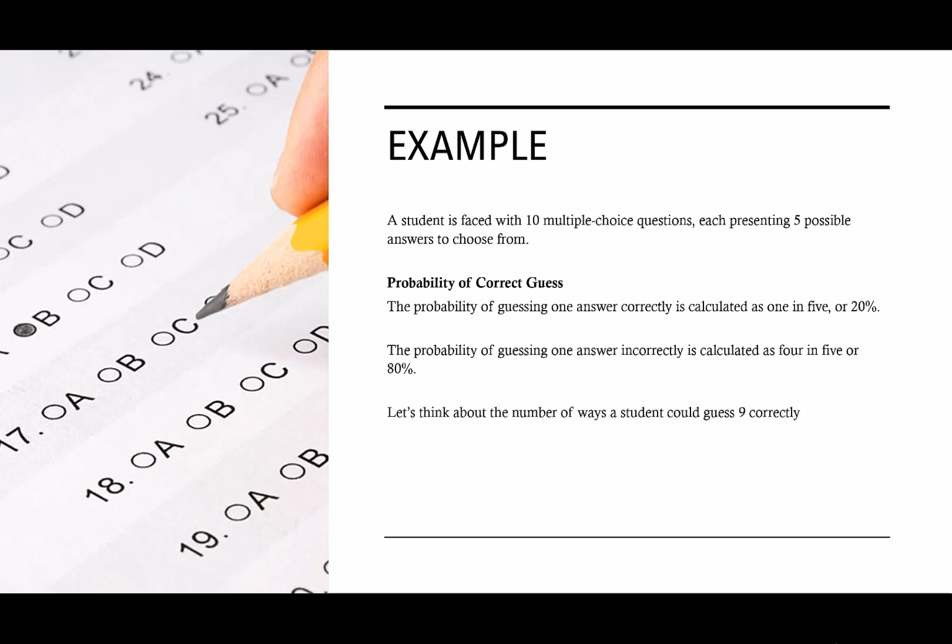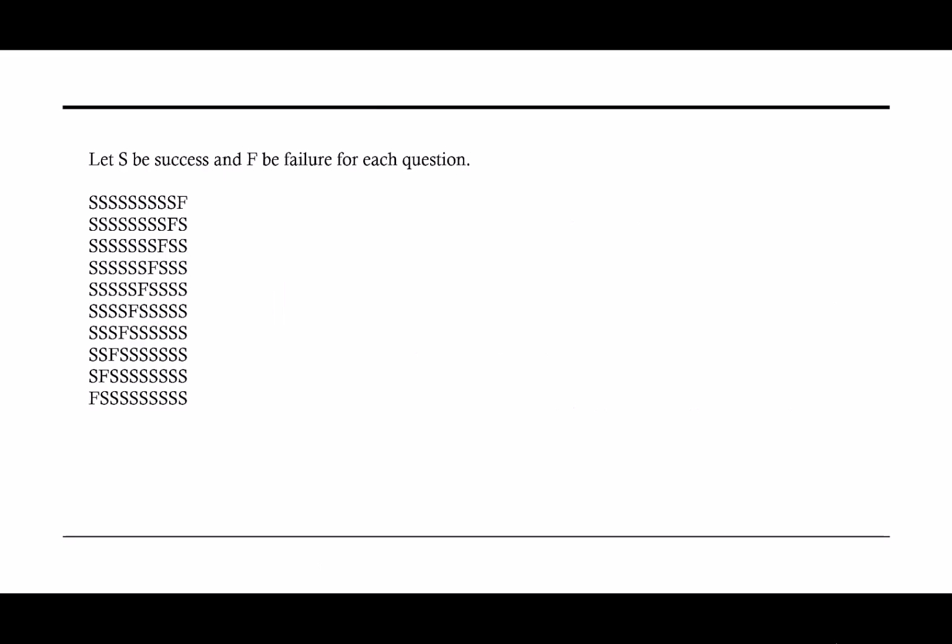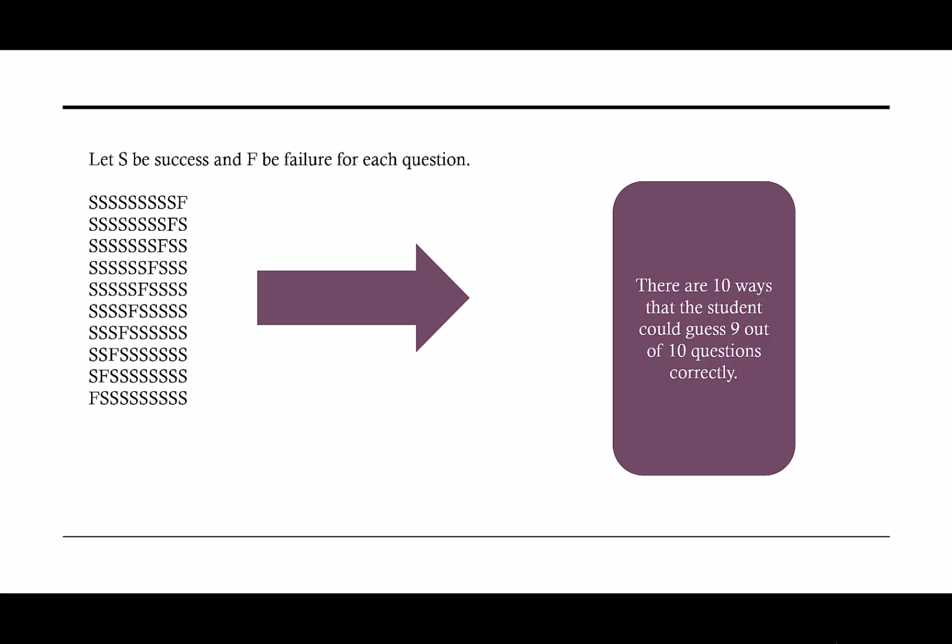Let's think about the number of ways a student could guess 9 questions correctly. Let's start by letting S represent a success. That means the student got the question right. And we'll let F be a failure, meaning the student got the question wrong. In this situation, we just need to think about which question did the student get wrong. Did they get the last one wrong, the first one wrong, the one in the middle wrong? Because we're looking for one wrong answer out of 10 possible questions, it means there are 10 ways the student could guess 9 out of 10 questions correctly.